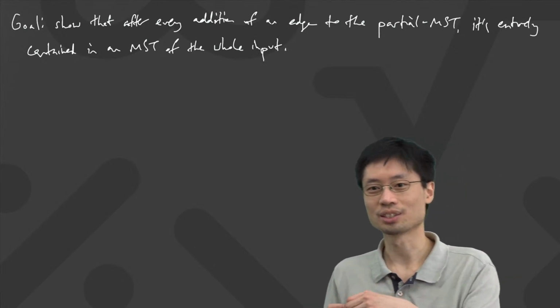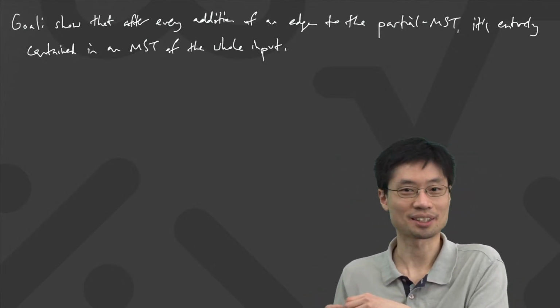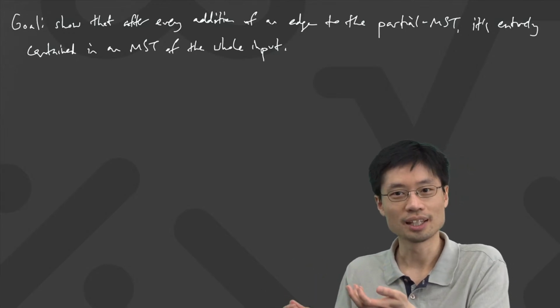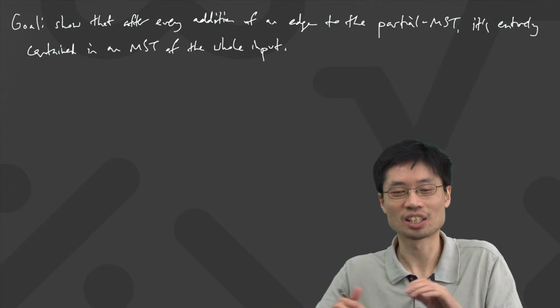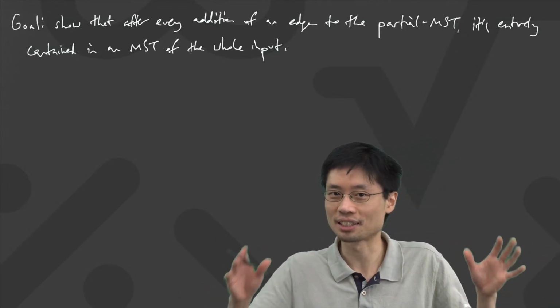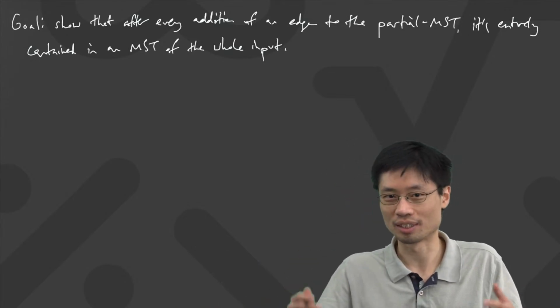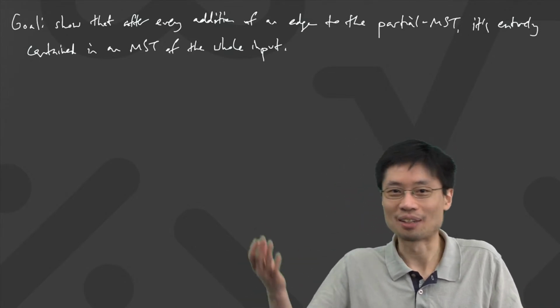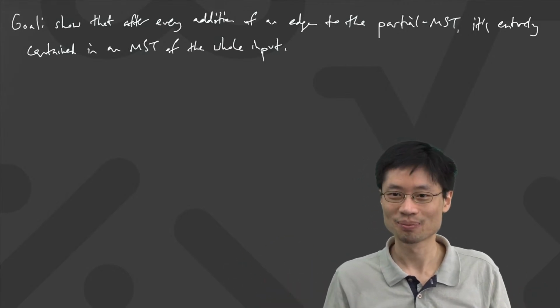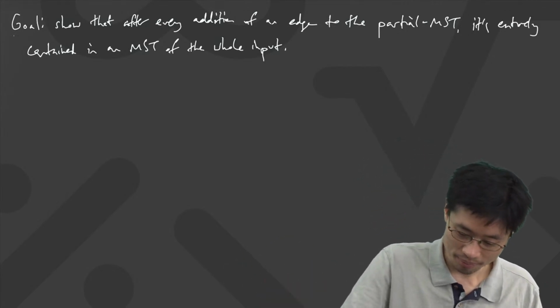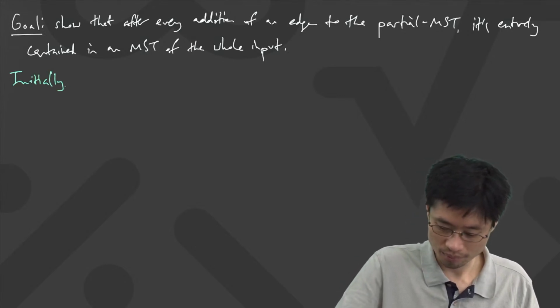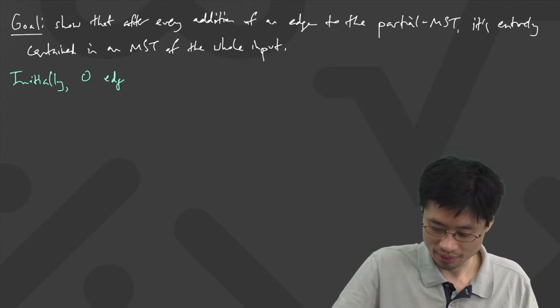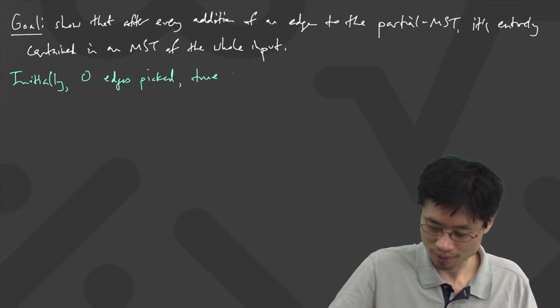Okay, so now I need to show this. Well, it's the same kind of induction as before. When I start off, it's true because I have nothing. I have no edges. So the initial case, the thing you start with, is 0 edges and just all the vertices. That is definitely part of an MST because every MST contains the empty edge set. Okay? So initially, zero edges picked. And it's true then.